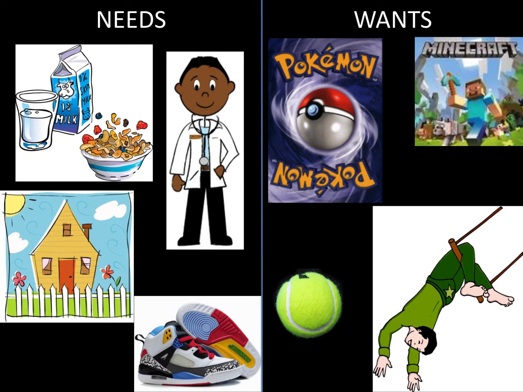And this is really important to understand, and this is an important lesson for you to think about when you're with your families. Needs are things that we spend money on that we absolutely need to survive. For example, food, drinks, going to the doctor, medicine, a house or an apartment, somewhere to live, clothing. Things that we want are Pokemon cards, Minecraft video games, going to a show, playing sports. Those are things that are wants, okay? The needs are things that you need to focus on spending your money on first.